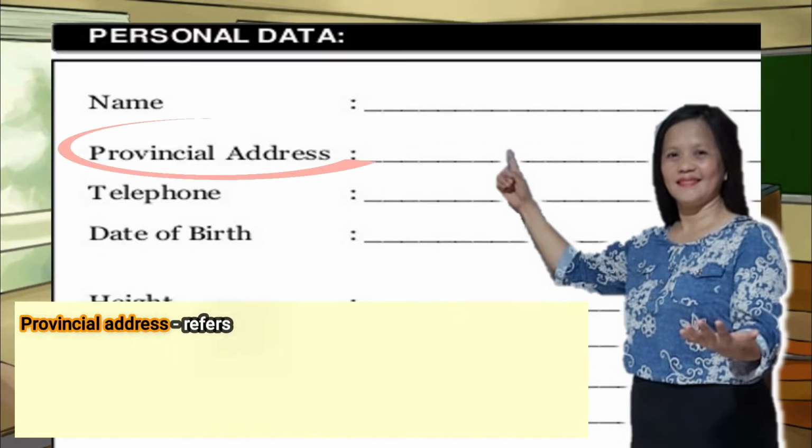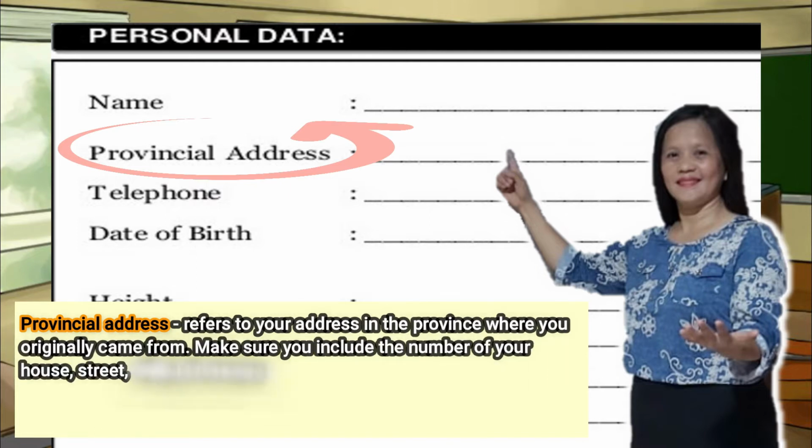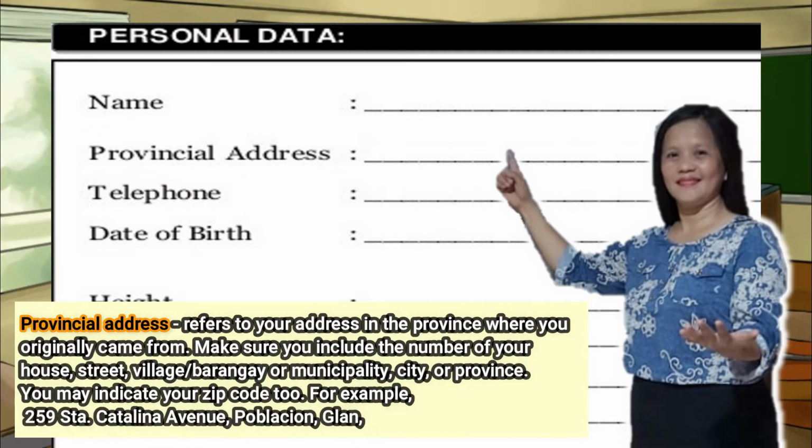Next one, provincial address refers to your address in the province where you originally came from. Make sure you include the number of your house, street, village or barangay, or municipality, city or province. You may indicate your zip code too. For example, on my part, my provincial address is 259 Santa Catalina Avenue, Poblacion Glan, Sarangani Province, 9517. Let's go to the next information.